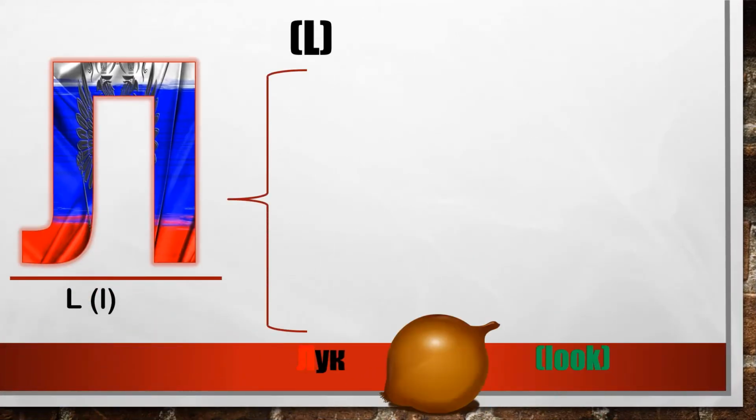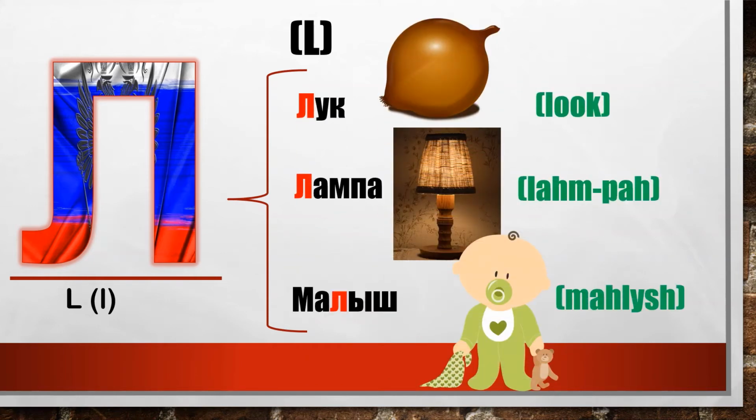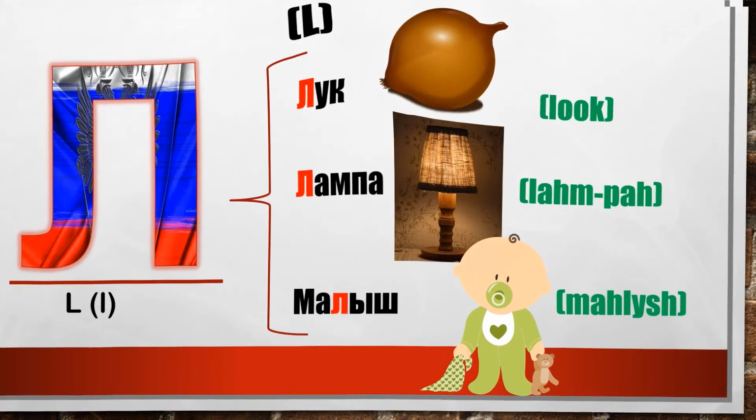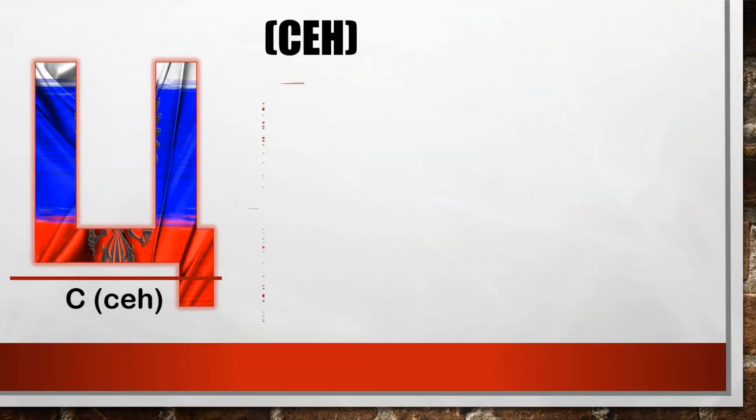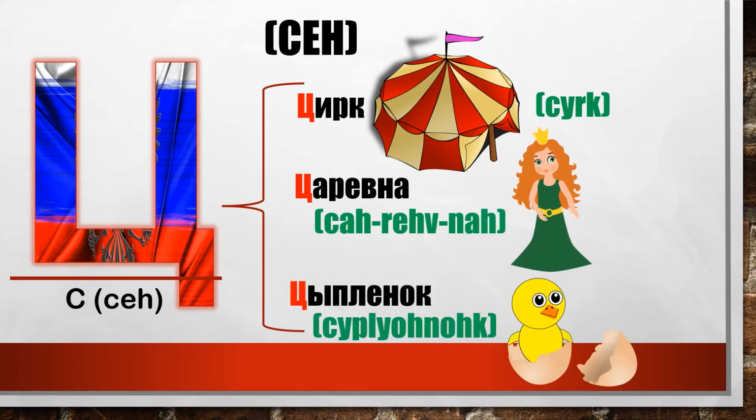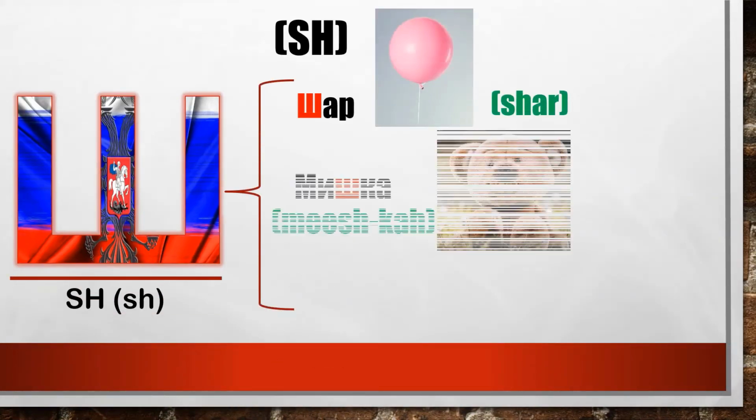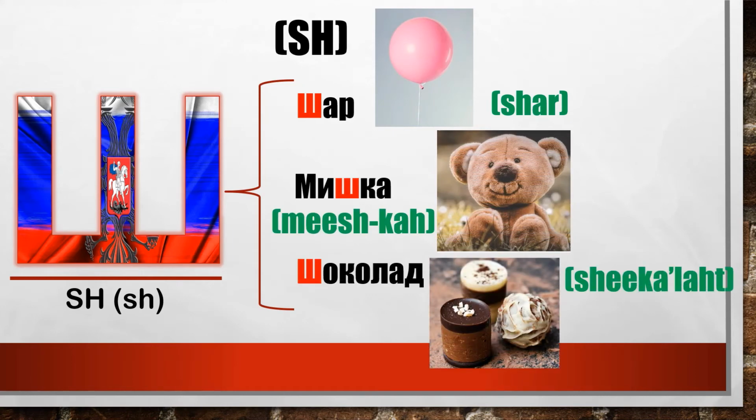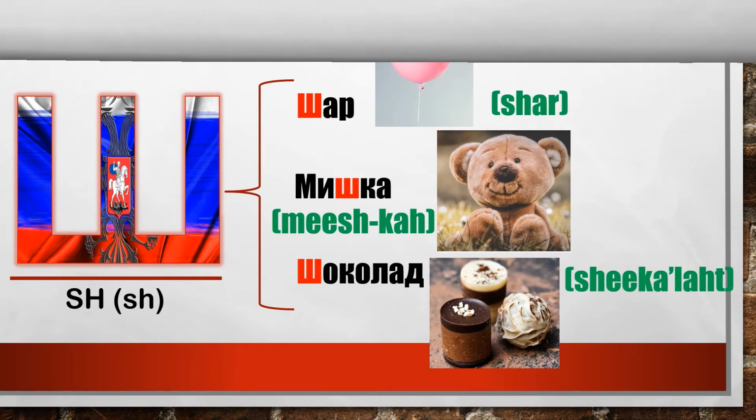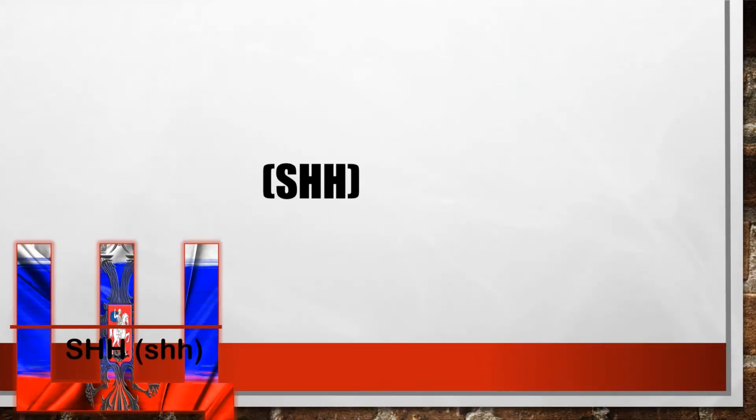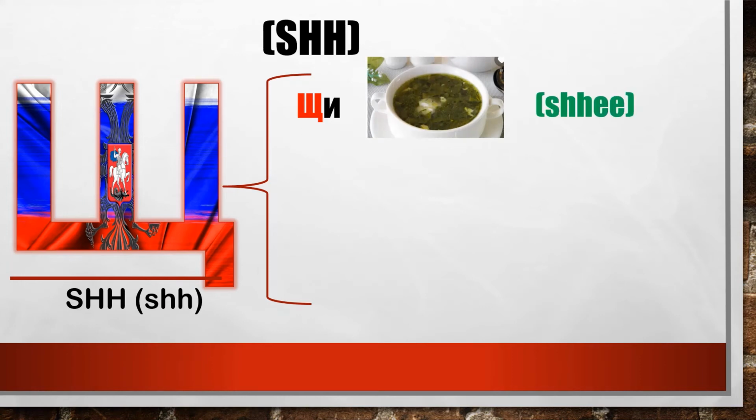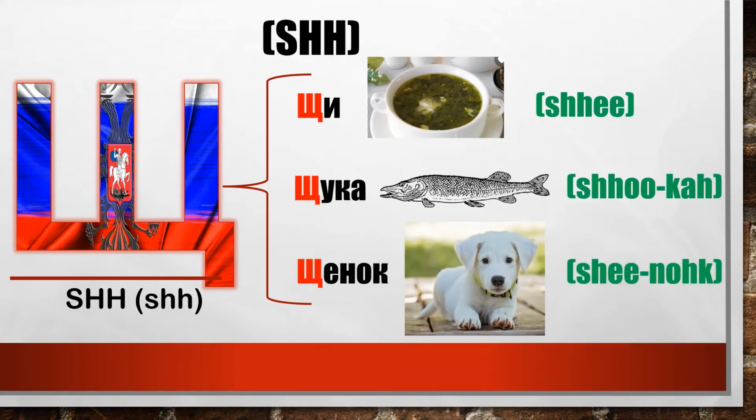Л: лук, лампа, малыш. Ц: цирк, царевна, цыпленок. Буква Ш: шар, мишка, шоколад. Щ is like a soft sh sound, like in щи, щука, щенок. By the way, щи is a very Russian soup that's made with sorrel.